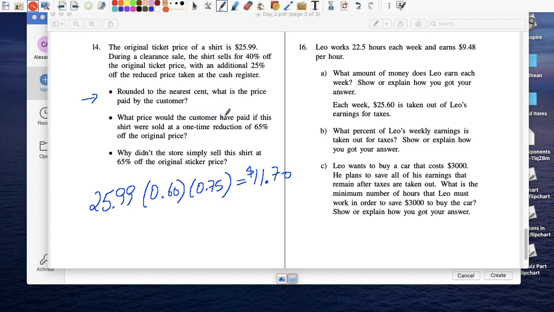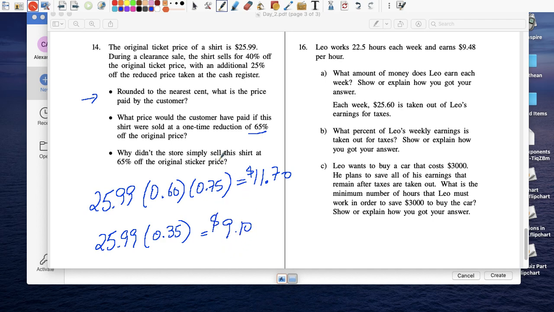What would the customer have paid if this shirt were sold at a one-time reduction of 65%? Well, if it was just a one-time reduction of 65%, then I'm left with 35% to pay for, right? That's what I have to pay after a 65% reduction. 25.99 times 0.35, then I would have to pay $9.10.